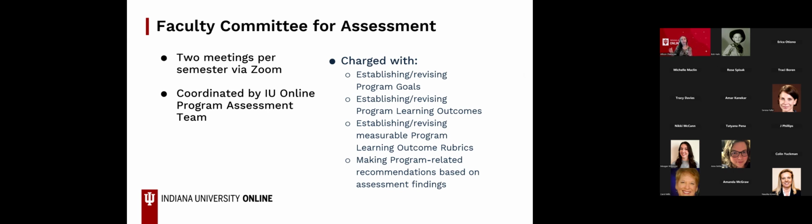These faculty committees for assessment are charged with establishing or revising the program goals and the program learning outcomes, developing and revising learning outcome rubrics that are course neutral and assignment neutral, and making program related recommendations based on assessment findings. What's not in here is also our end of program surveys. So we're establishing some new end of program surveys for program assessment.